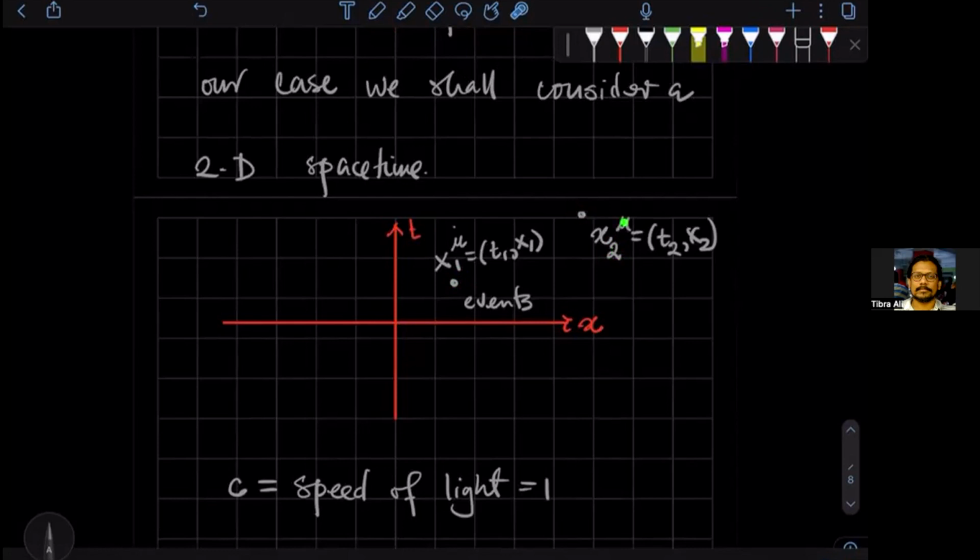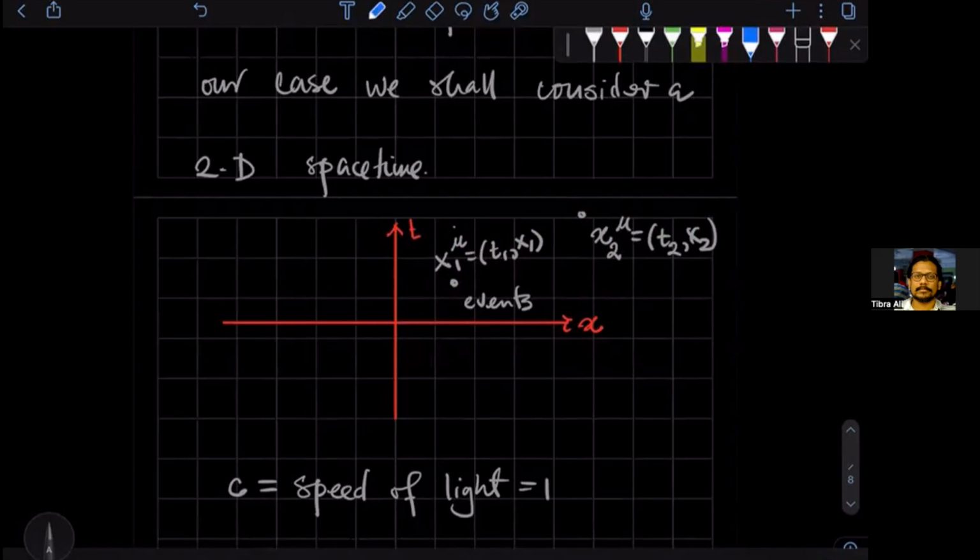Whereas the superscript is referring to whether we are looking at the time coordinate or the space coordinate, okay? Is this clear? Yes, sir. So the mu can be either 0 or 1. Exactly. Okay. So now let's consider an interval between these 2 points.